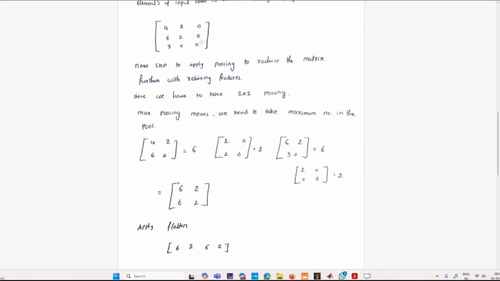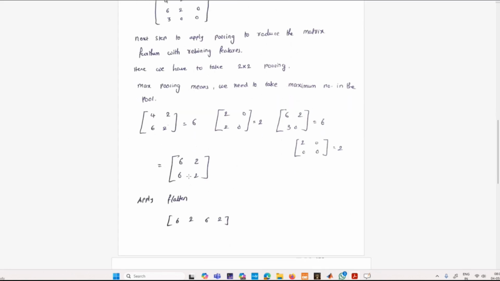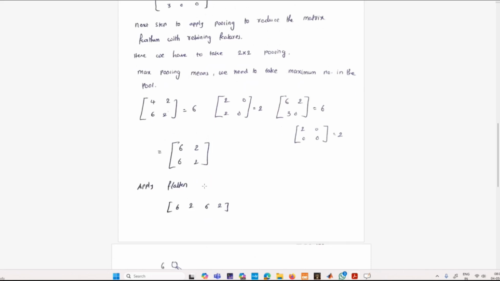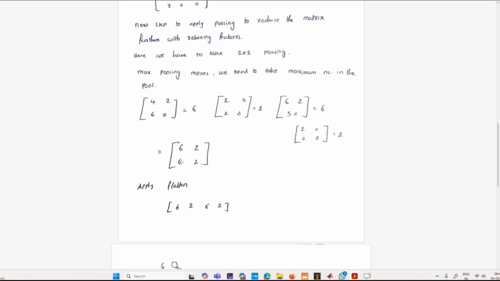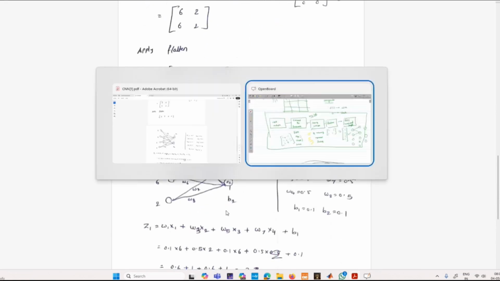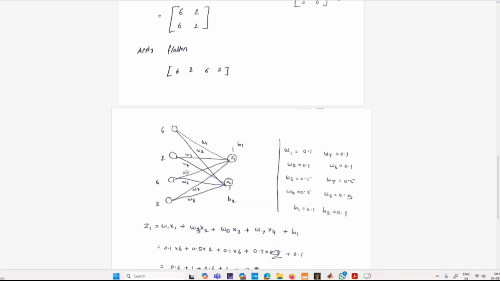So finally, let us see over here. From the feature matrix, the number of neurons required is 9. From the pooling concept, the number of neurons required is 4. So we have drastically reduced the number of neurons. After pooling, we have to go for the flatten. Flatten means simply converting to a single dimension. We have converted to a single dimension, that is 6, 2, 6, 2. This we have to apply to our fully connected layer.